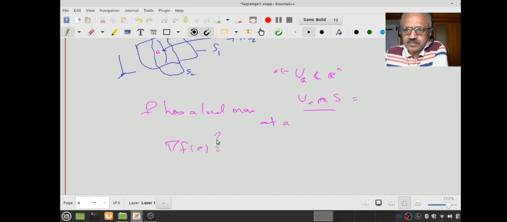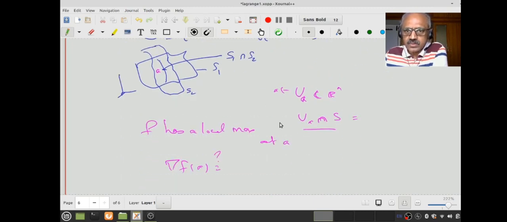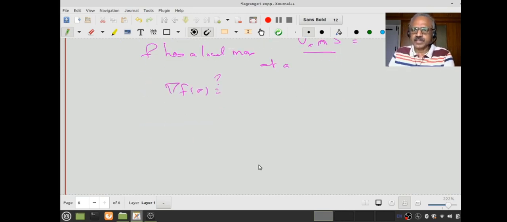Remember our idea: we want to find the local maximum or minimum of f subject to the constraints g1 to gk. The gradient may not be 0 even if such a local maximum a exists. But as we saw in the case of one constraint, nabla f(a) equals lambda times nabla g(a). So if a is a constrained local maximum, then a must satisfy this condition. This replaces our earlier condition.